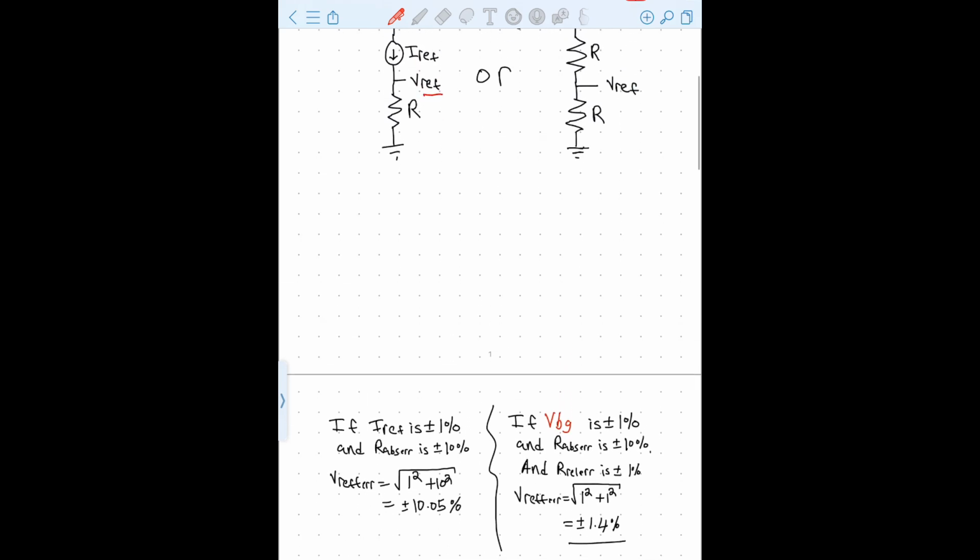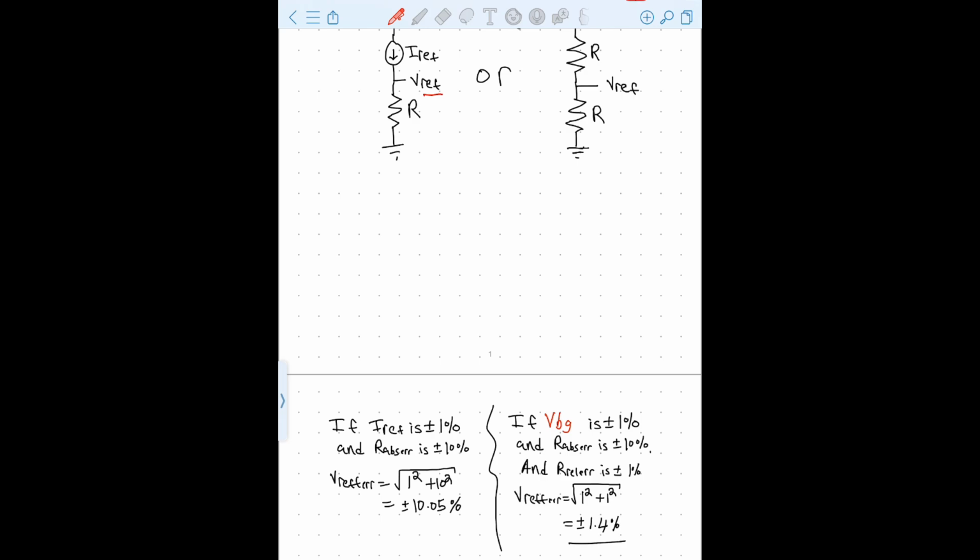So if we're still looking at the one on the left, we can assume that we have a trimmed bandgap, or we have a trimmed current reference, and the accuracy that we can achieve is plus or minus 1%. However, the absolute error on that resistor is plus or minus 10%. So if we look at the error on the output, assuming that these two error sources are uncorrelated, then that results in effectively plus or minus 10.05% error in your output. It's effectively dominated by that resistor.